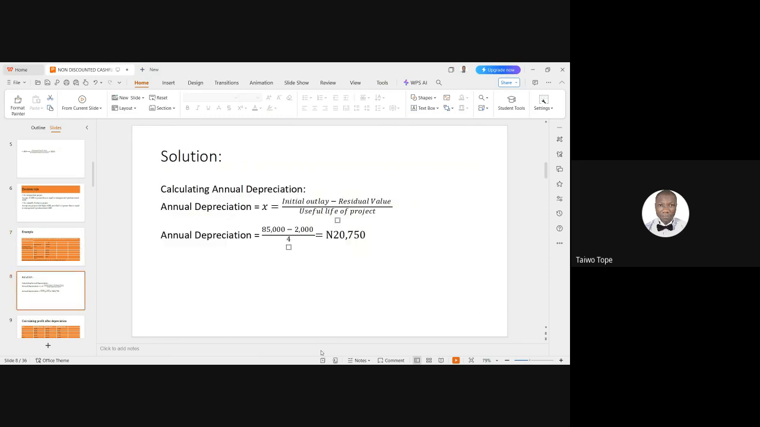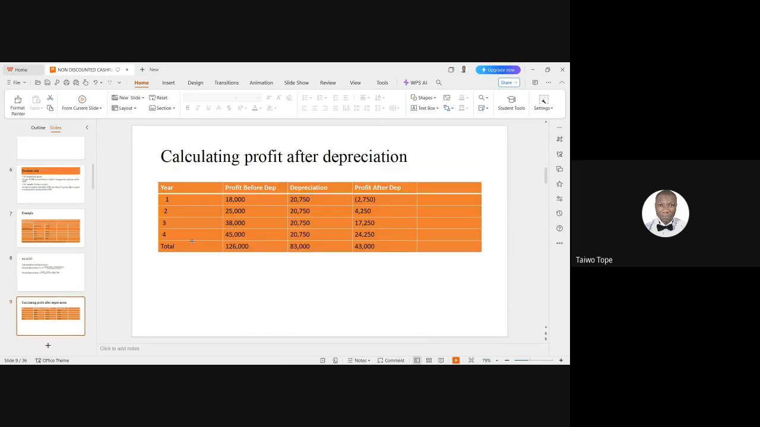So once you compute 85,000 minus 2,000, you're going to have 83,000. You divide that by the useful life, which is 4. You have 20,750 naira as the annual depreciation. Hence, with this, you can now determine your profit after depreciation, which will serve as your accounting profit. That is calculating profit after depreciation.